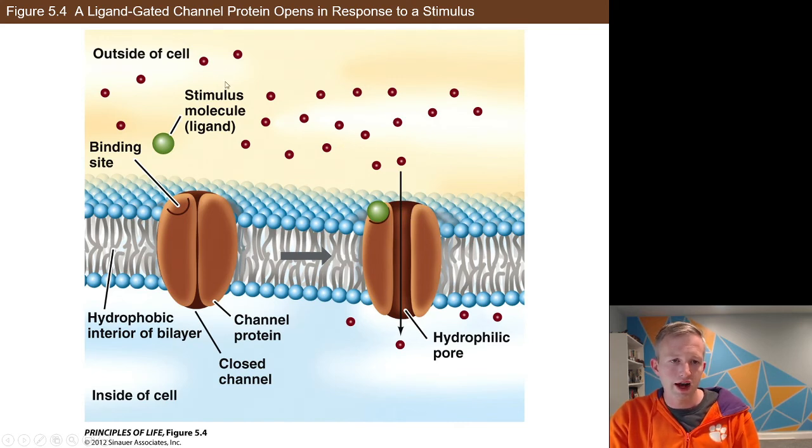And so here you can see a high concentration of this little red molecule here. The ligand comes, signals the cell, yep, time to open the channel protein, and now diffusion's allowed to happen from high concentration to low concentration. There's nothing that says it needs to be in this direction. It could be in either direction. It just depends on what the conditions are.